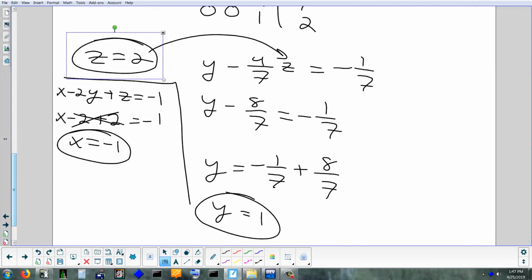Okay, so it's really just doing elimination. You're just getting zeros like we did yesterday, but it's a very particular structured way to do it. The way I've showed you, you're always going to get z, then y, then x.